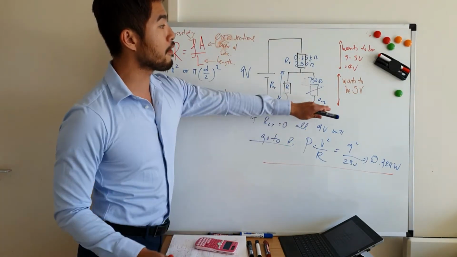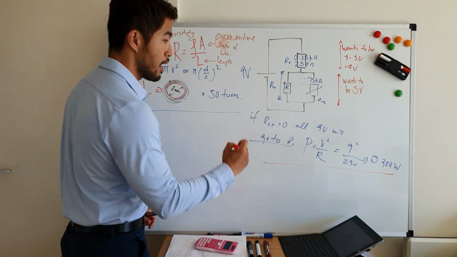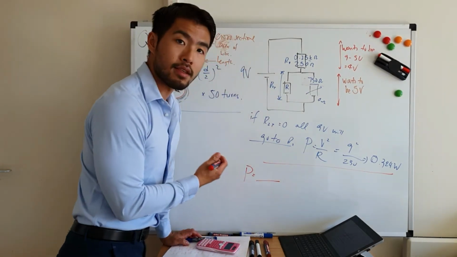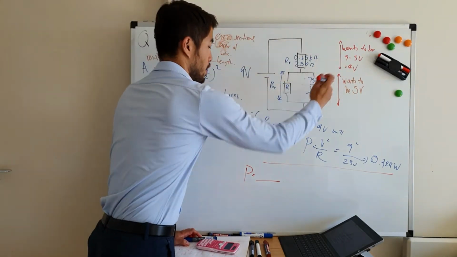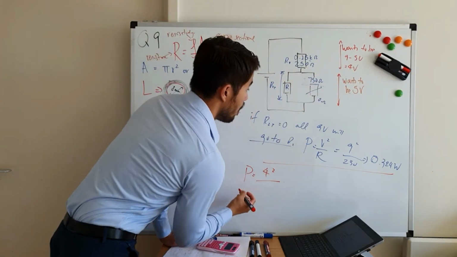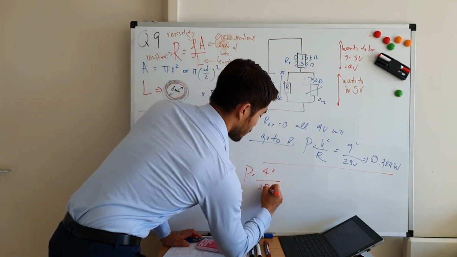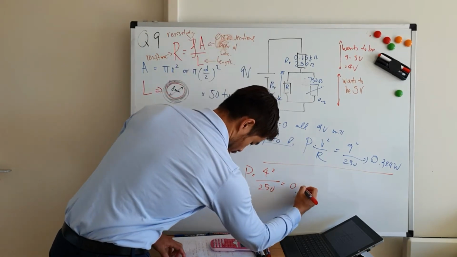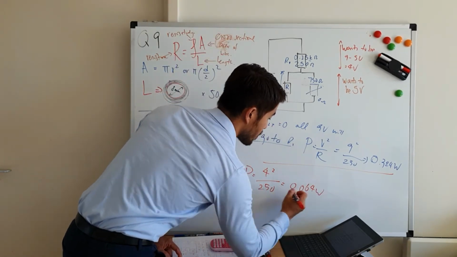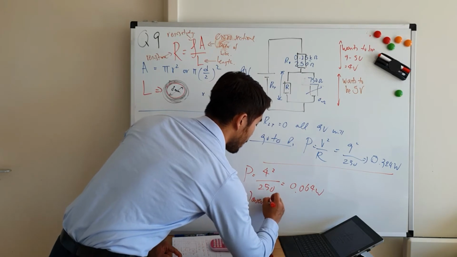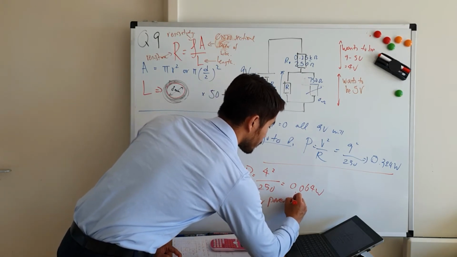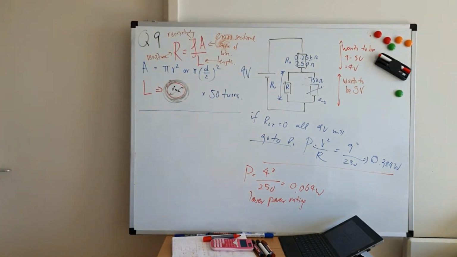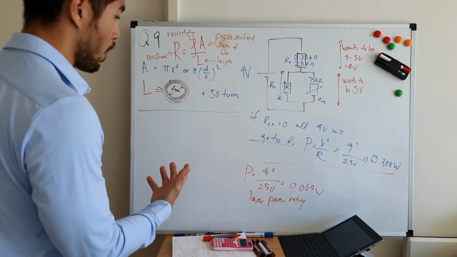If you want this to be 5 volts and this is going to be 4 volts, let's look at the power of this when it's operating. So 4 volts in here, 4 squared over R, 250. This is going to give us 0.064 watts. You can say that it's lower than the power rating. So that is okay as well.